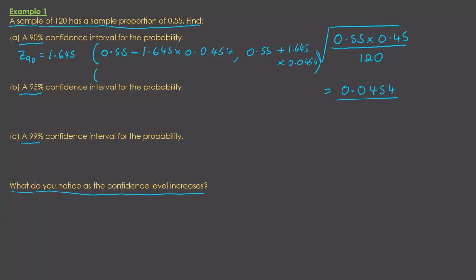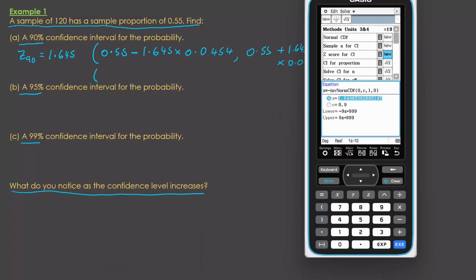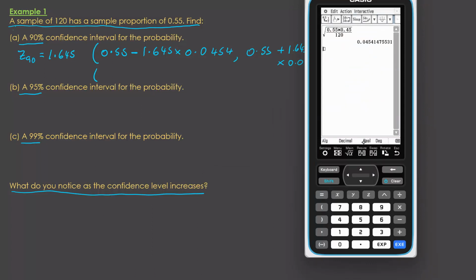So what does that give me? Let's bring the calculator back in, and we'll have 0.55 take away 1.645 multiplied by the standard deviation, and then we'll have the same thing just with a plus in the middle. And so that's 0.475 up to 0.625.